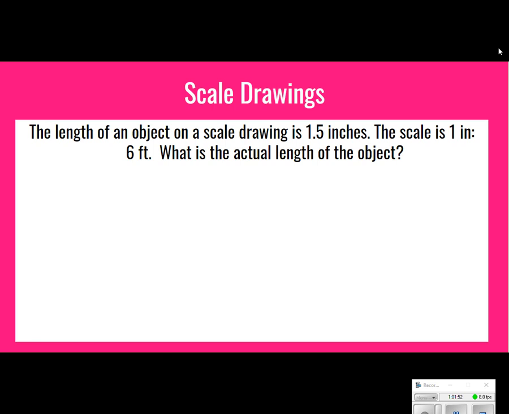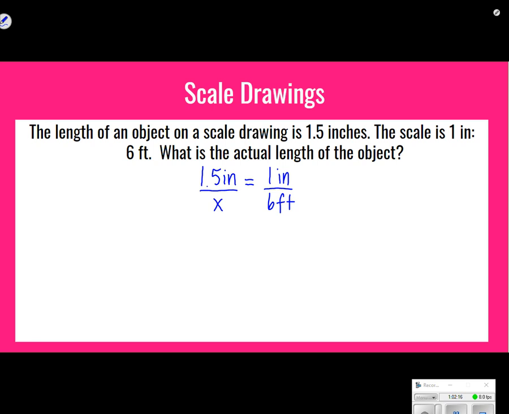All right, the length of an object on a scale drawing is 1.5 inches. The scale is 1 inch to 6 feet. What is the actual length of the object? So we know that we have 1.5 inches, and we know that the scale is 1 inch to 6 feet. I just don't know how many feet the actual object is.